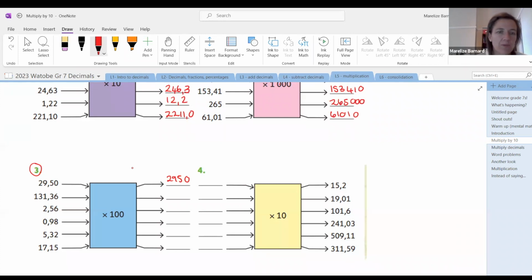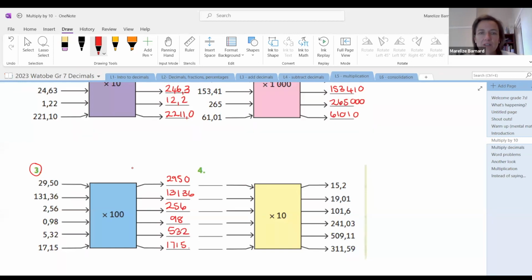So 131.36. We are going to move it 2 spaces. Gives you 13,136. 2.56 times by 100, 256. 0.98 times by 100, making it 100 times bigger, so that will be 98. 5.32 will be 532, and the last one 1715.